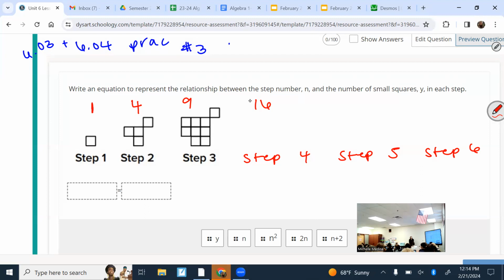It would not be 24. Nice try. Okay, 25. Are we seeing the pattern now? Like, what are all these numbers? Okay, what about in step 6? How many would I have in step 6? Okay, what are you doing each time to get the numbers?